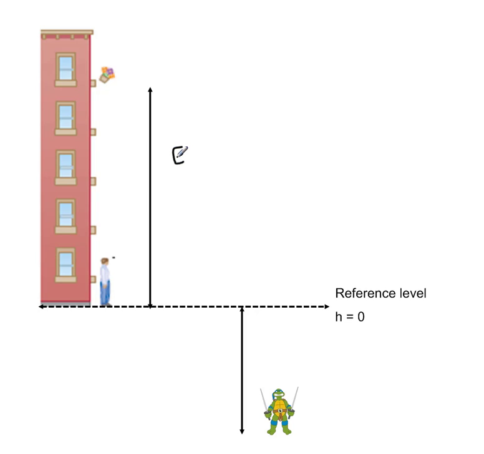So for the flower pot, we'd say the gravitational potential energy of the flower pot is the mass of the flower pot times g times the change in height from our reference level. And that's how much gravitational potential energy it has compared to our reference level. Our person, of course, our delta h compared to our reference level would be 0. And for our Ninja Turtle, our delta h would be negative because it's below our reference level. So he would end up with, compared to the reference level, negative gravitational potential energy.